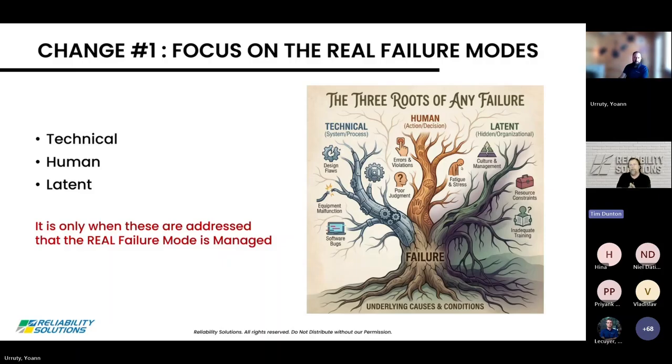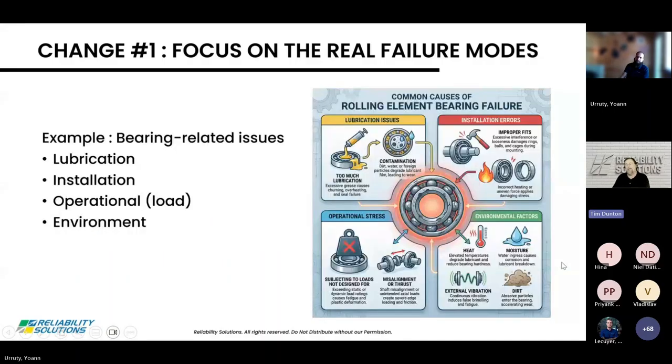And you never should do a human root unless you understand the latent root, because it's never the human's fault. It's the system that allowed them to behave that way that's the problem. How much of that do we do? And again, here we go.